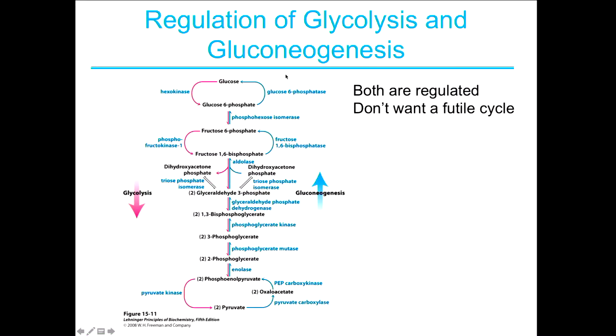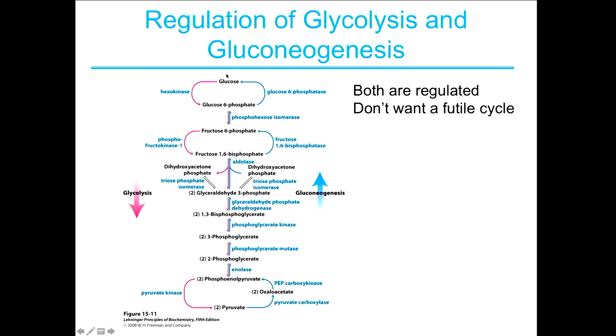So you don't want to have this happening in a lot of places, where you're burning up glucose, you get a little bit of ATP, but then you invest it all back to just make the glucose again. You don't want that going on all the time. You might want some glycolysis, some gluconeogenesis. You don't want it all going all the time.